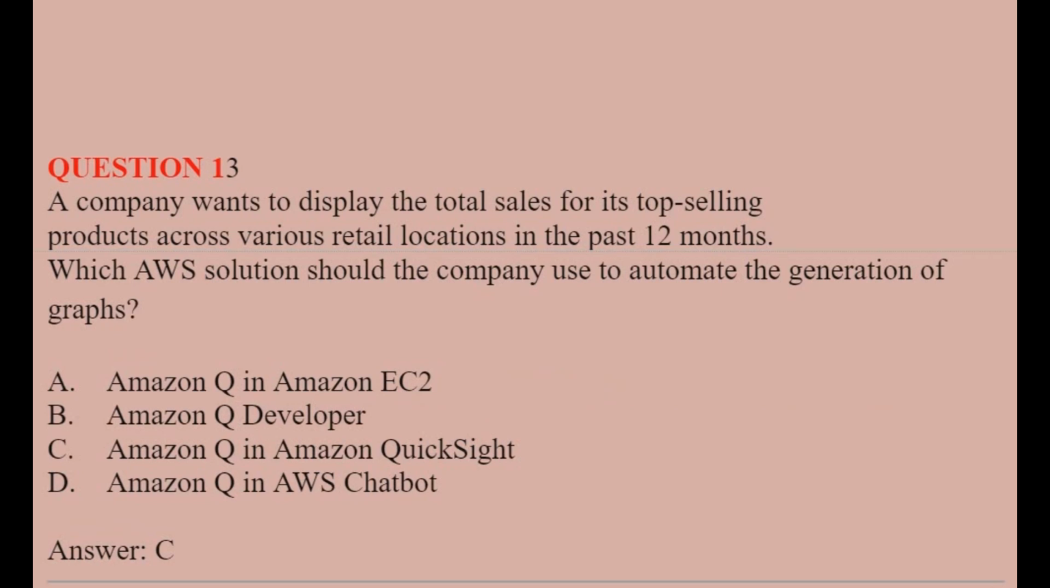Question is, a company wants to display the total sales for its top selling products across various retail locations in the past 12 months. Which AWS solution should the company use to automate the generation of graphs? Option A. Amazon Q in Amazon EC2. Option B. Amazon Q Developer. Option C. Amazon Q in Amazon QuickSight. Option D. Amazon Q in AWS Chatbot. Correct answer is option C.